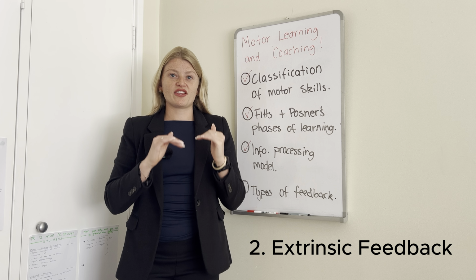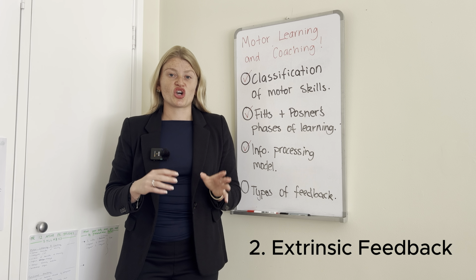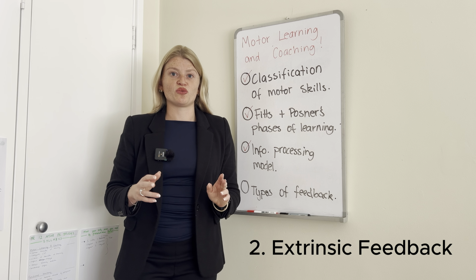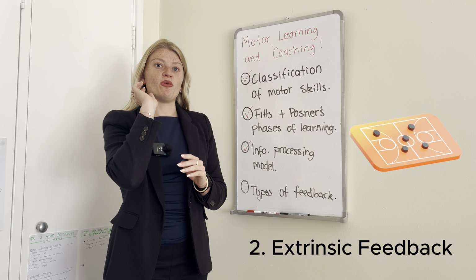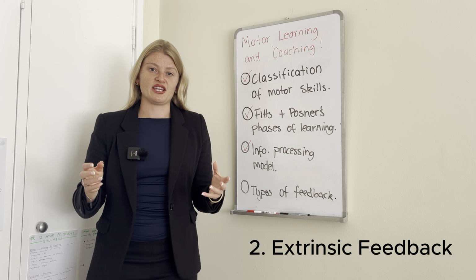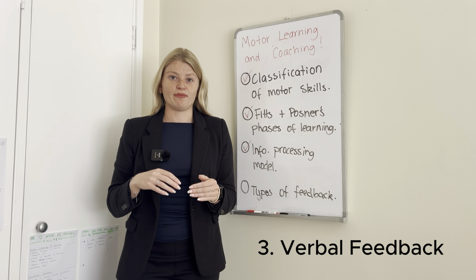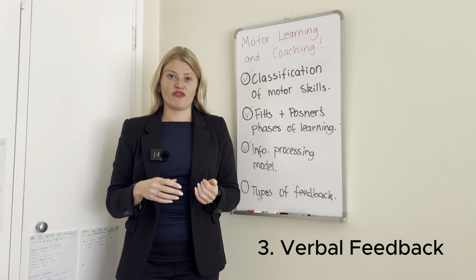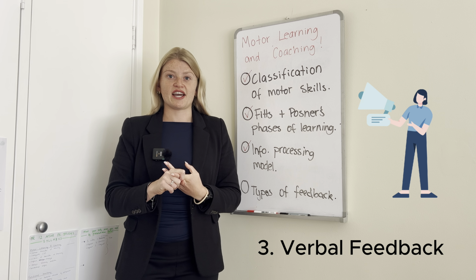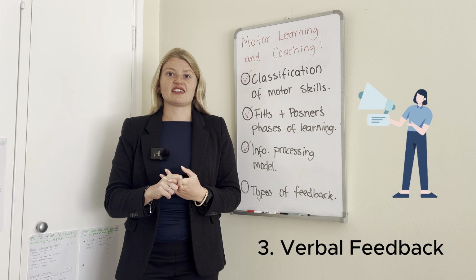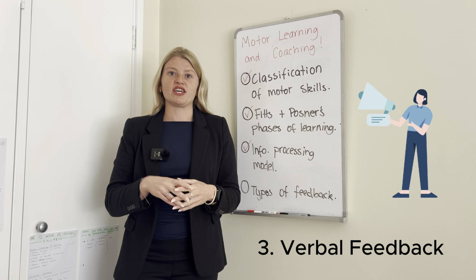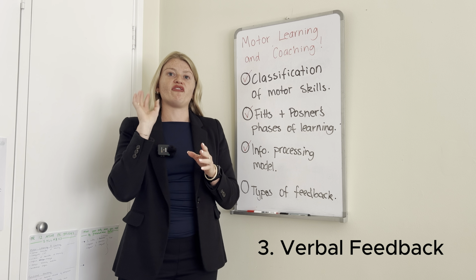Then another type is concurrent feedback, which occurs during the performance. So think about your coach, who might say, hey, focus on your elbow when you're shooting that shot, or focus on your knees bending. It occurs during the performance. And then we have something called verbal feedback, and there are multiple types of verbal feedback. The first one is qualitative verbal feedback. So that is saying stuff like, you're doing really well, keep going, your knees are looking great, your elbows are looking great, your follow through is good.